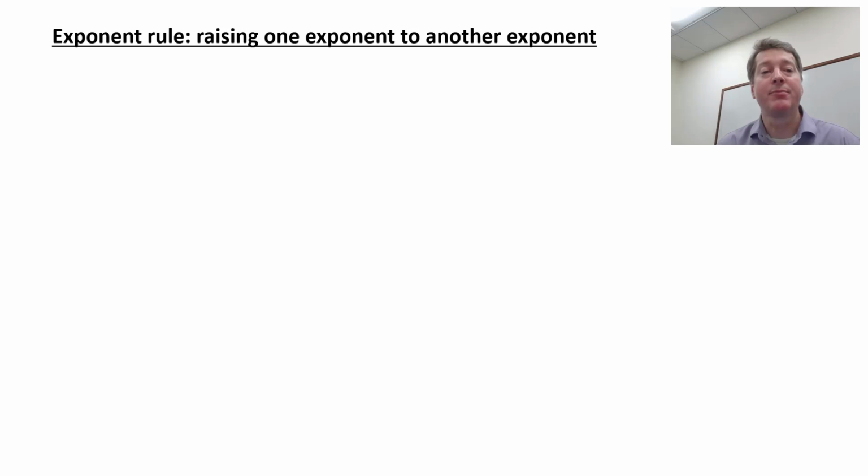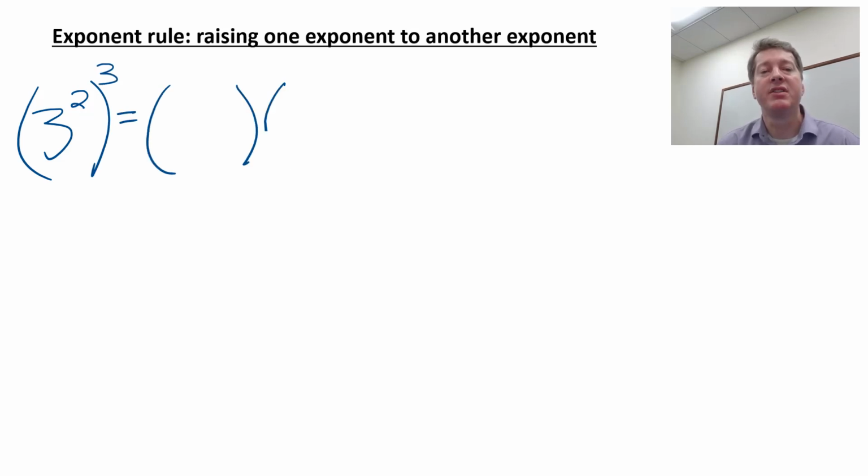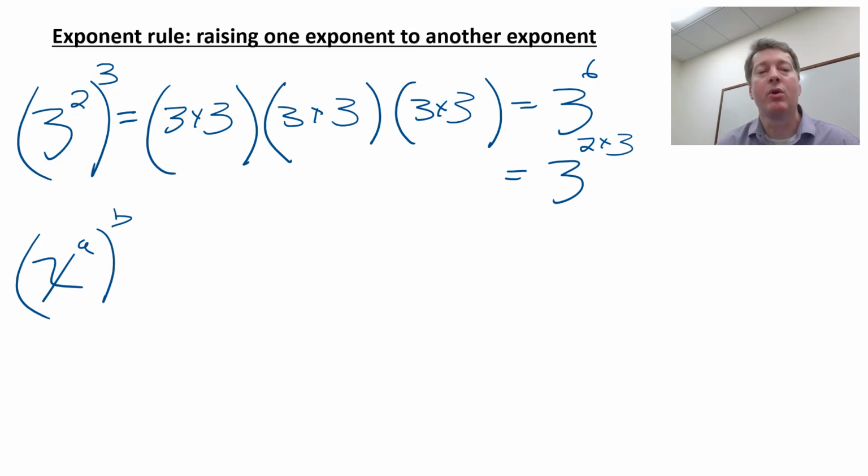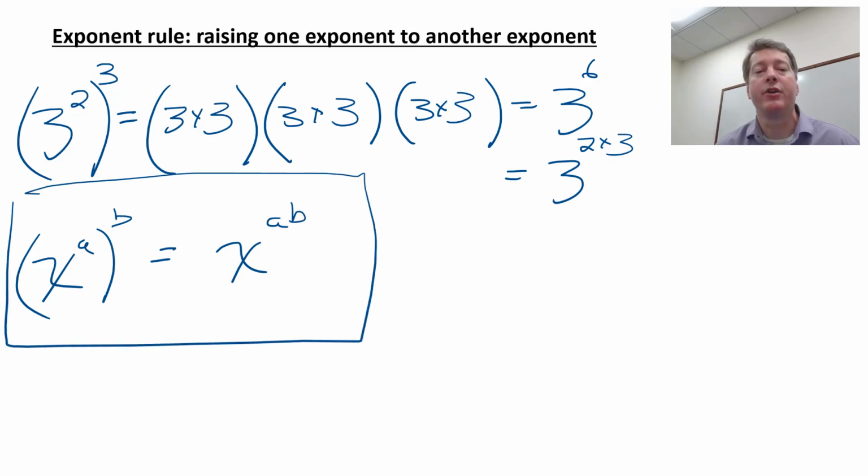Let's talk about raising an exponent to another exponent. Suppose I had 3 squared cubed. So that's what? That's the same as 3 squared times itself 3 times. So 3 times 3 times 3 times 3 times 3 times 3. Well, that is 3 times itself 6 times. That's 3 to the 6th. It is 3 to the, not 2 plus 3, but 2 times 3. So as a general rule, x to the a raised to the power of b, you multiply the exponents. x to the a times b, x to the ab. Very important rule to remember for a standardized test.